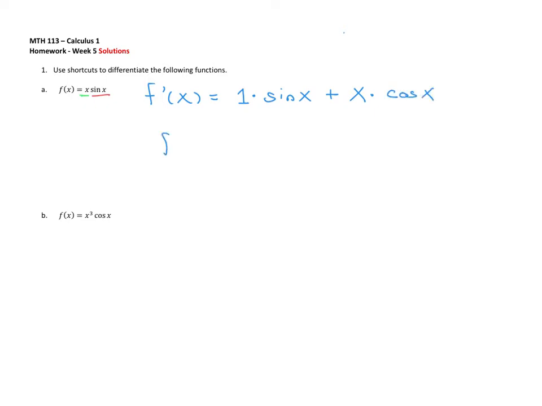This is the derivative. I think I'll just write this as f prime of x is equal to, I'll simply put, sine of x plus x times cosine x.